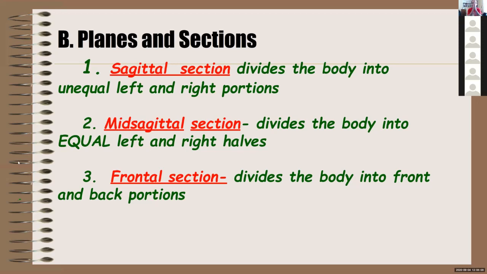A mid-sagittal section creates a left and a right of equal sides. A sagittal section creates a left and the right. It's just not equal.